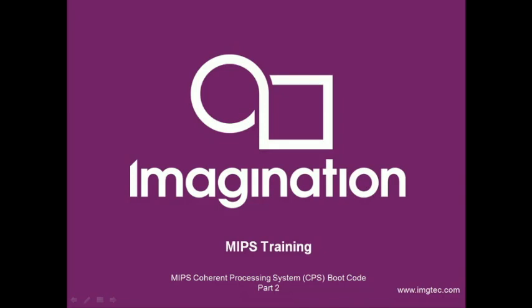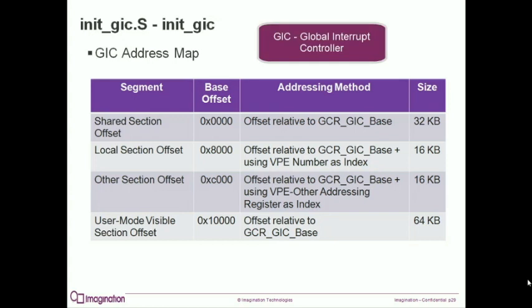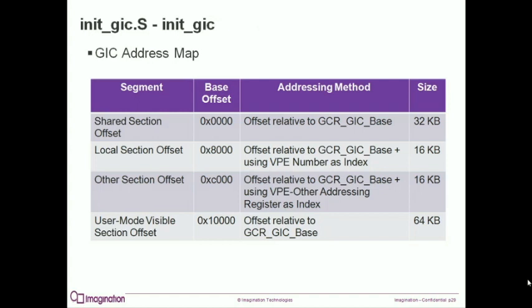This is part 2 of the boot MIPS code walkthrough. The init GIC code works around getting information and setting bits in the Global Interrupt Controller, or GIC for short. The GIC address space is accessed with uncached load and store commands.